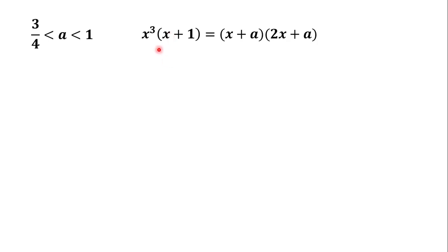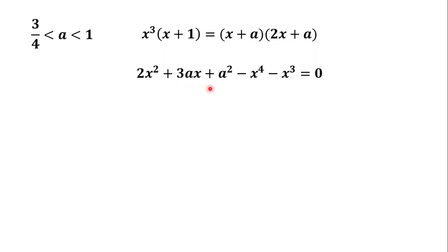In the first step, we can multiply x plus 1 by x cubed and 2 times x plus a by x plus a. Then we can put all variables on one side. Look at this equation. You can see we have a quadratic equation in base x.